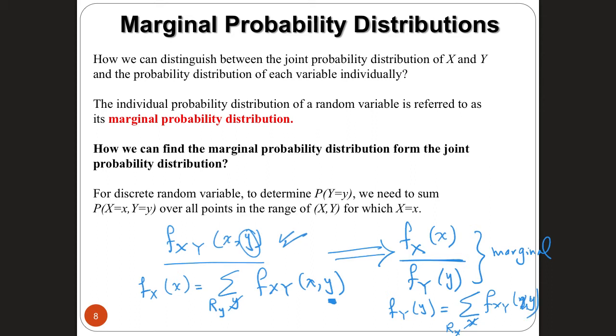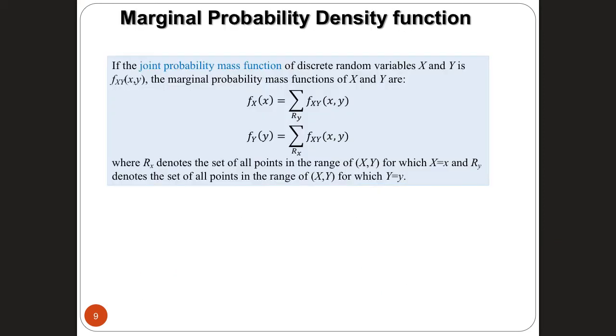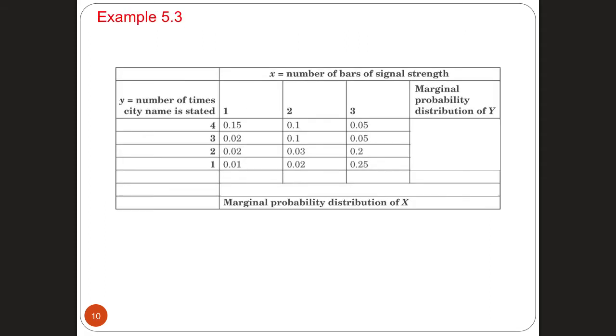This will become clearer as soon as we do an example, which is coming in the next slide, right? Again, that's a definition that I've just written in the previous slide. If you want to get the marginal of x, you sum over all possible values of y. If you want to get the marginal of y, you sum over all possible values of x. And we call that the region specified by y and the region specified by x, okay? Now, how does that really happen? Let's take this example, okay?